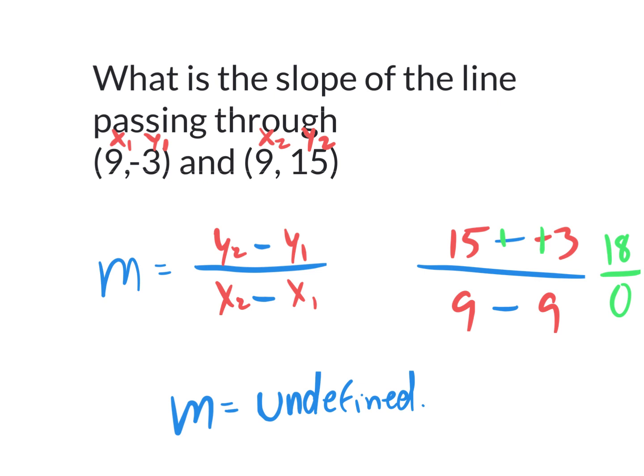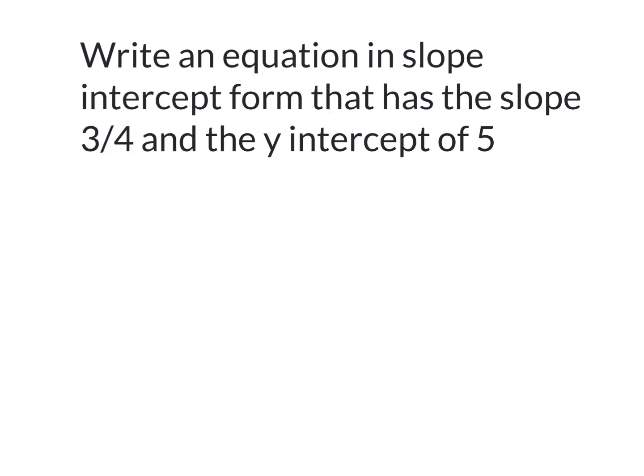How could you remember this? Use a calculator. If you go 18 divided by 0, it's going to say error. You just can't do it. It's undefined. What does that mean? That your line is so steep you can't define it. It's perfectly vertical. Anyway, moving on.